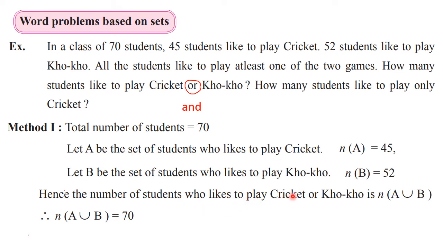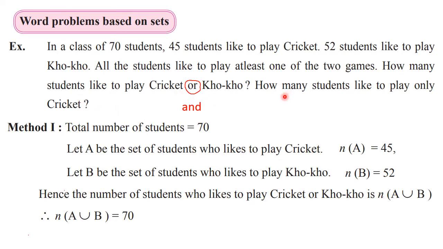Now let us see what we have to find. How many students like to play cricket and kho? That means we have to find N of A intersection B. In the formula, we have four different things: N of A, N of B, N of A union B, and N of A intersection B. Out of those, N of A, N of B, and N of A union B are known, so we can easily find N of A intersection B. This is the first thing to find.